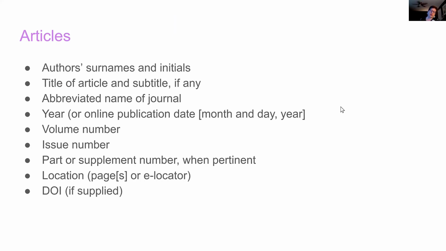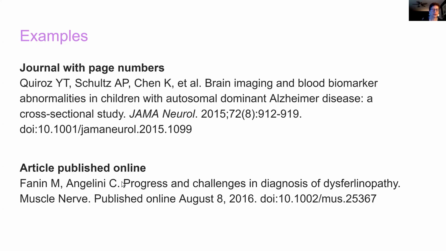So getting into the actual items themselves and how we would cite those. For articles, we're going to be using the authors' surnames and initials, as we covered, the title of the article, the abbreviated name of the journal, the year, the volume number, the issue, the part or supplement number if it's pertinent, location, so that would be the pages, or an e-locator if that's relevant, and then a DOI. DOIs generally are supplied within the article, especially if you're finding them online. They should have a DOI identified. And if you ever have any issues identifying any of these, feel free to contact us. We can try to help you find the information.